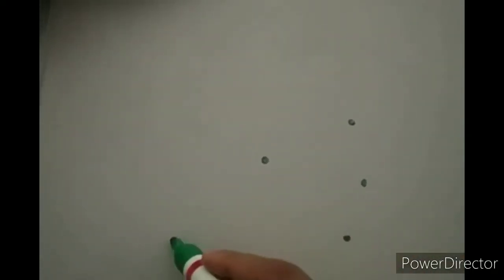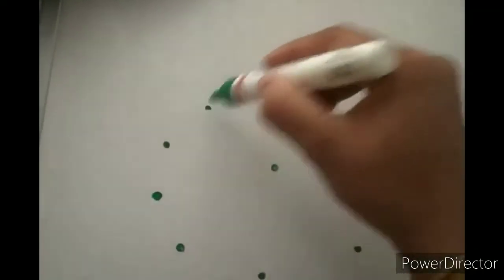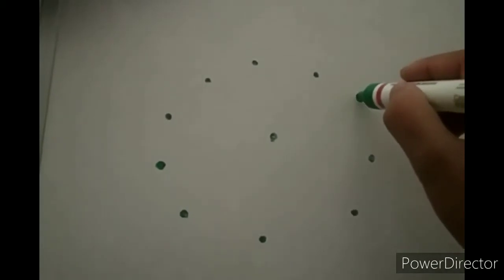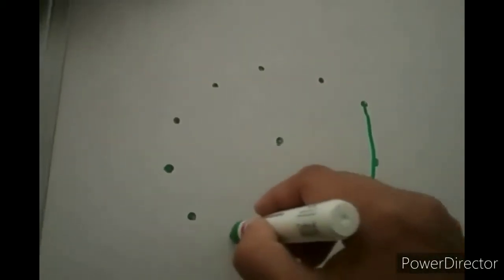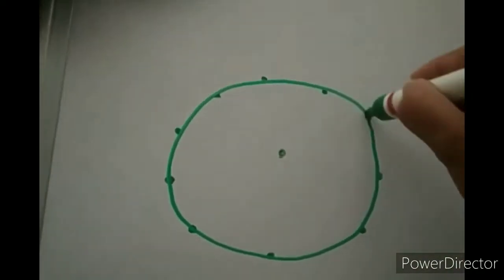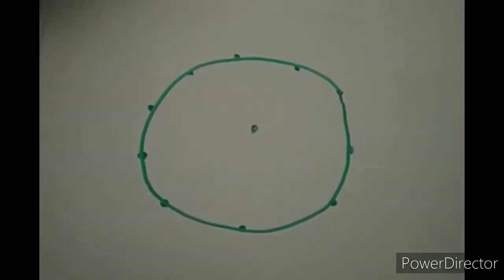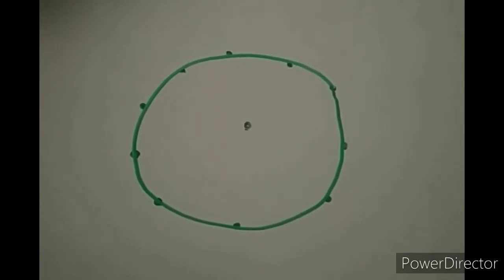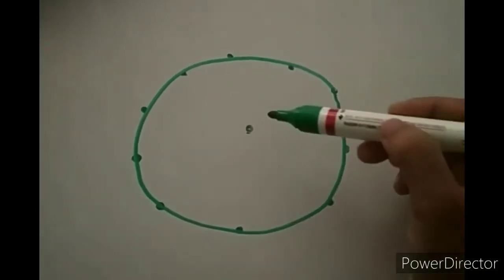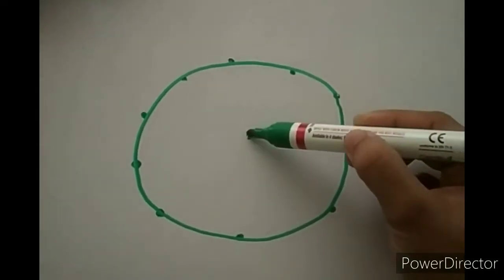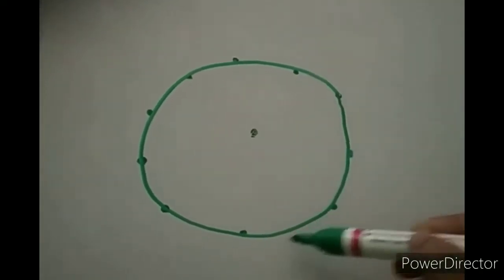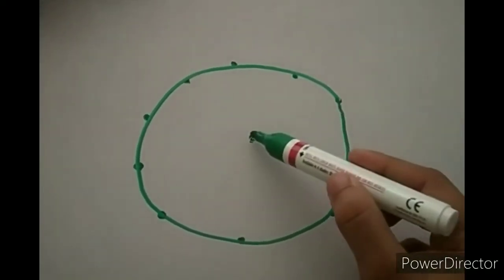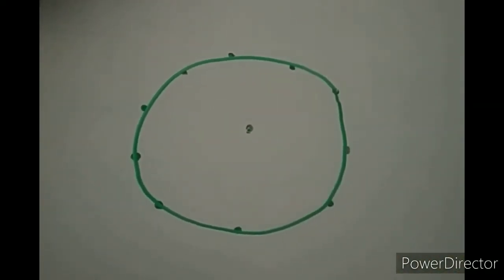Like this. So what is the peculiarity of these points? All of these points are at equal distance from this particular point. And if I am joining all these points, I will get a figure like this. So what is this? It is a circle. So what is meant by circle? A circle is a figure obtained by joining all the points which are at equal distance from a fixed point.